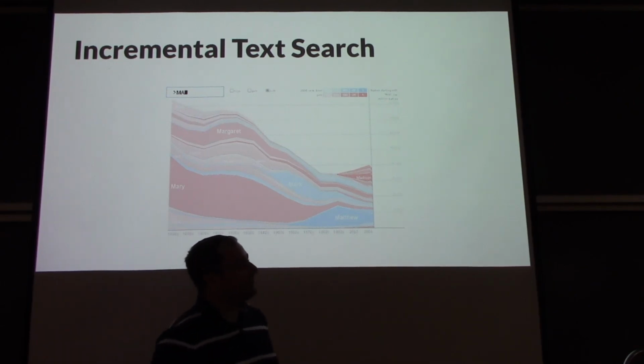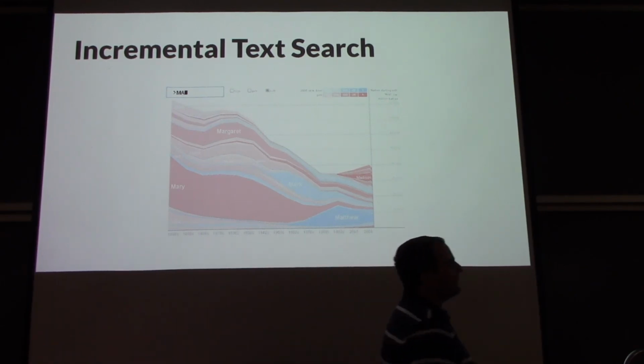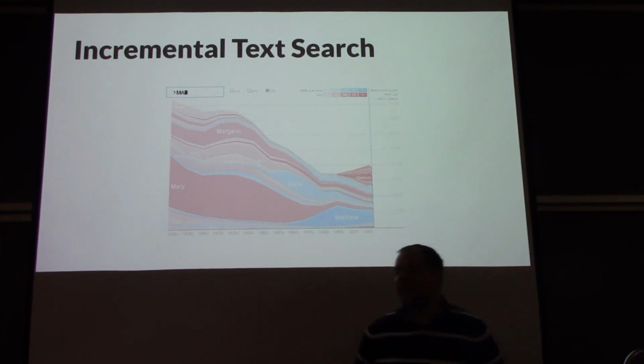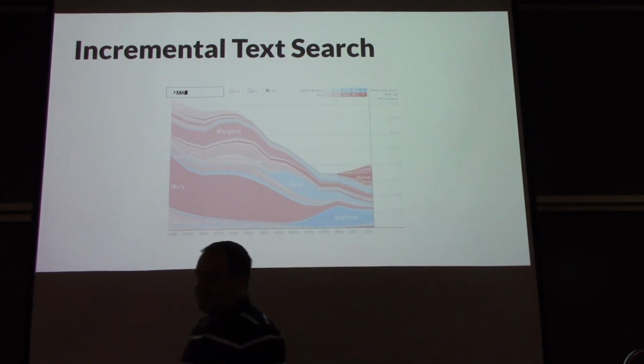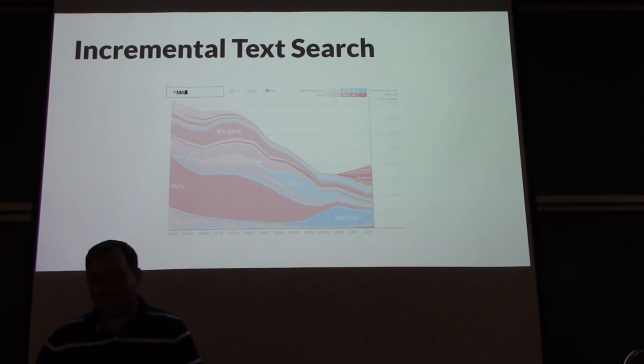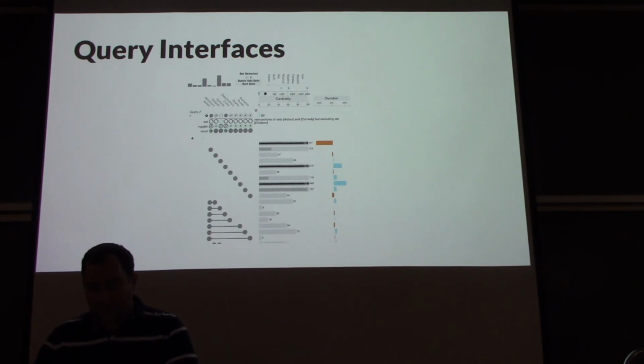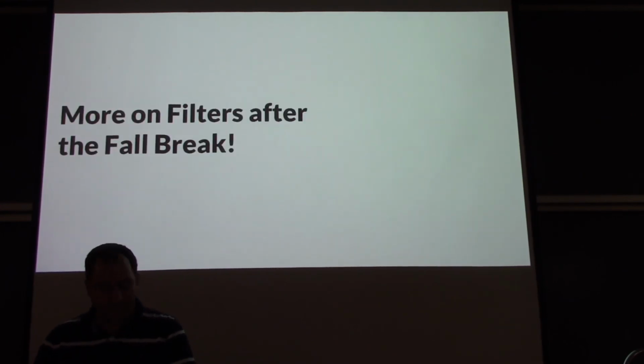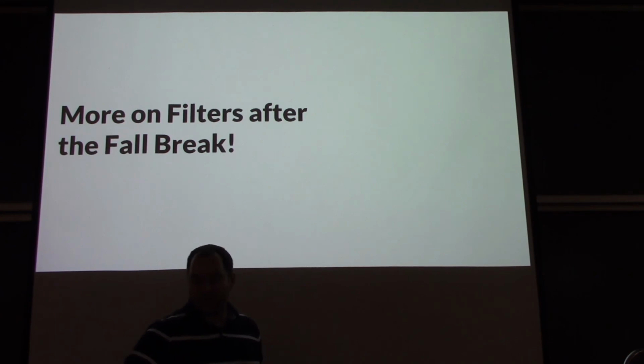A similar approach is incremental text search. We have seen this baby named Wizard, where we have a dynamic query by partial matching and dynamic refinement of an input field. Or I could do these explicit query interfaces, and I'm going to skip over that. And I'll just close here, and then I'll talk more on filters after fall break when we talk about views.